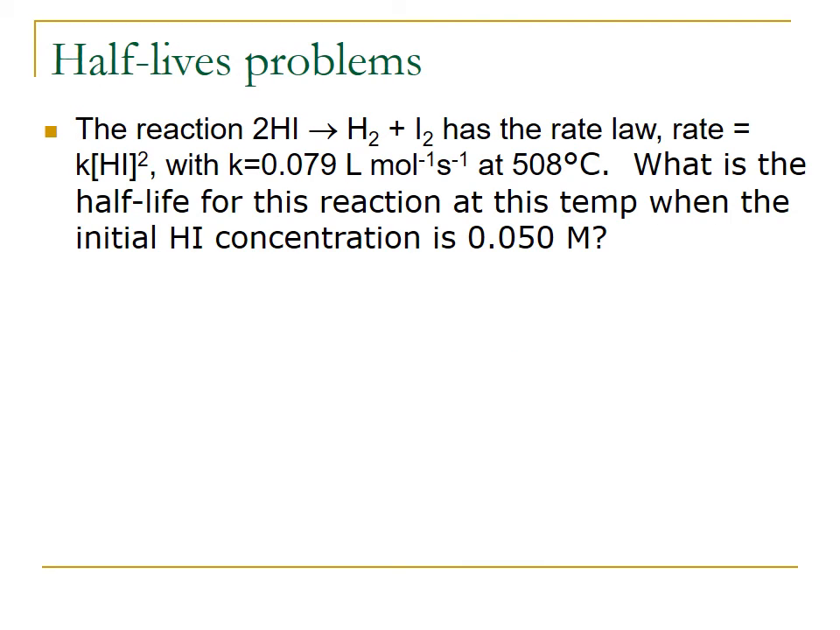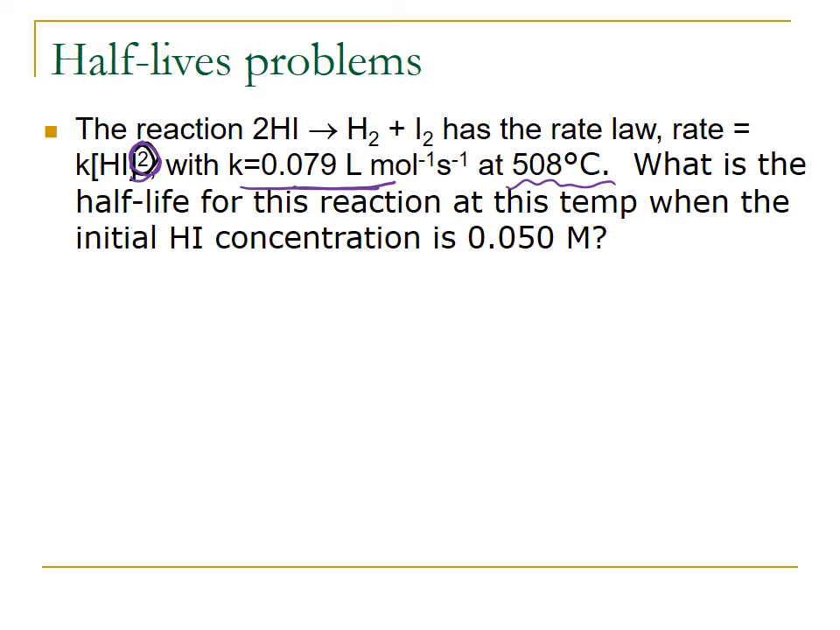And here is another half-lives type problem. It gives you the reaction, which has the rate law: rate equals k times the concentration of HI squared. Now, because this is squared right here, we know that this is a second order reaction. Remember, you can't predict it based on the actual equation, well, until we get to Friday's lecture, but this one actually tells you it's second order. This tells you what k is. The temperature we're not going to use, but remember, k is dependent on the temperature.